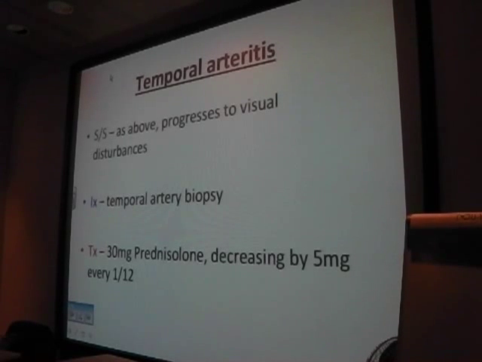Exactly, that's it. That's the key thing. Don't exclude it just from one negative biopsy. You need to do more than one, and even if you have multiple that come back as negative, it's very important that you still consider it and possibly treat it.